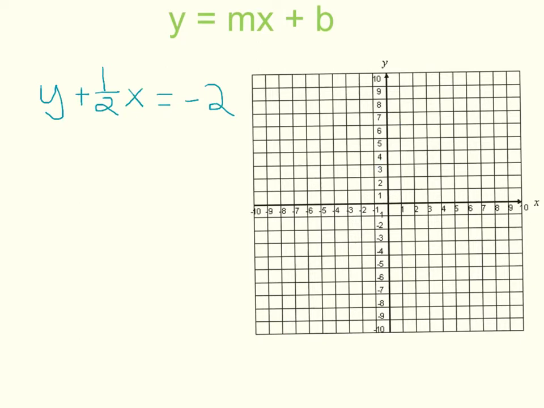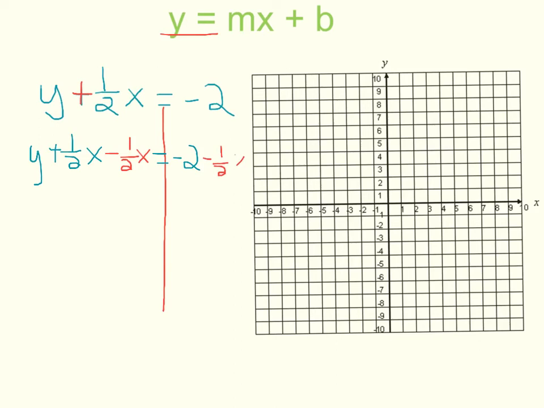All right, here is our last example. We want y equals, and we have plus 1/2 x. So we need to subtract 1/2 x on both sides. y plus 1/2 x equals -2. But I'm going to subtract 1/2 x on both sides. So y equals -2 minus 1/2 x.